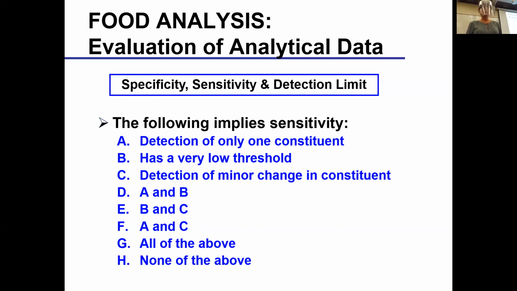The following implies sensitivity. We just talked about that. So is sensitivity detection of only one constituent? No, that would be specificity. Has a very low threshold? No, threshold is threshold, limit of detection. Detection of minor change in constituent? Yes. So how small of a change our method can detect?